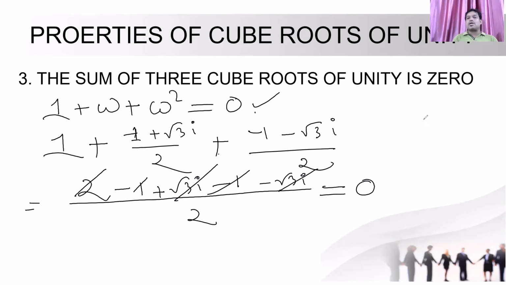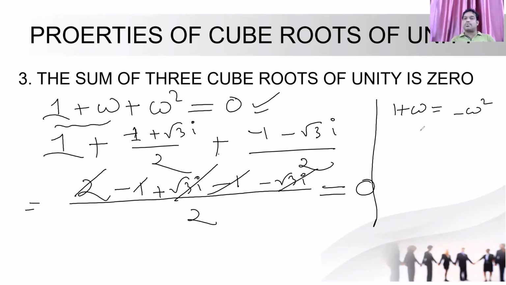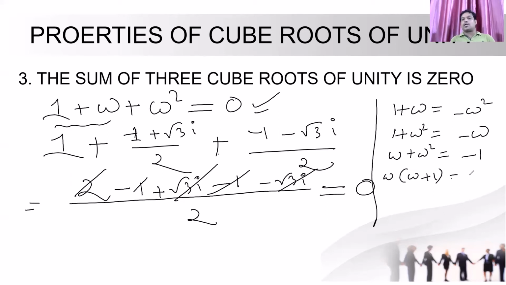This is the property. Suppose 1 plus omega, that is equal to what? Minus omega square. Okay, 1 plus omega will be what? Minus omega square. And 1 plus omega square will be what? Minus omega. Suppose we require omega plus omega square, what is it? You can write minus 1, or omega into omega plus 1, that is also minus 1. So this property is over.